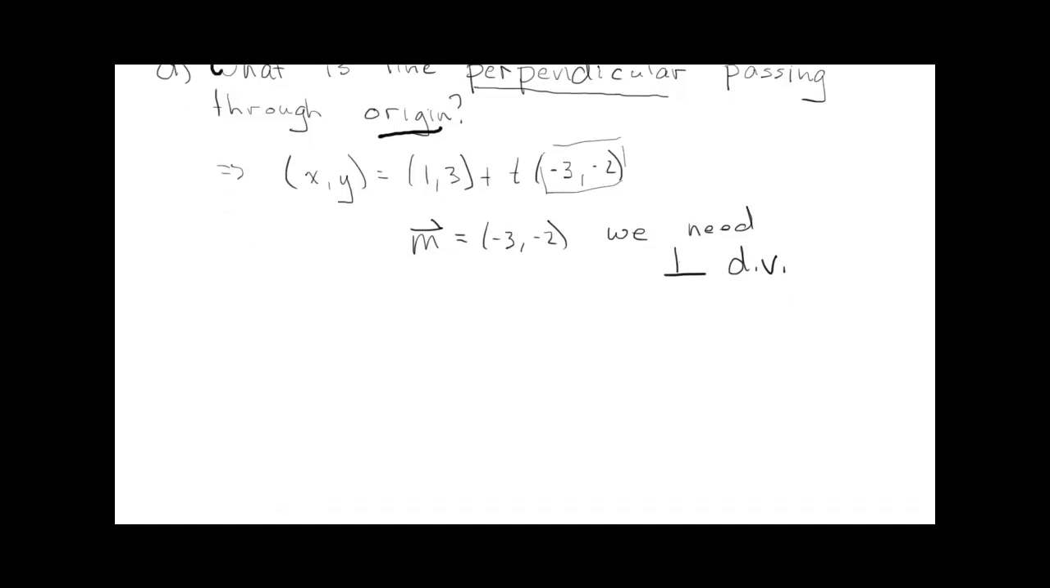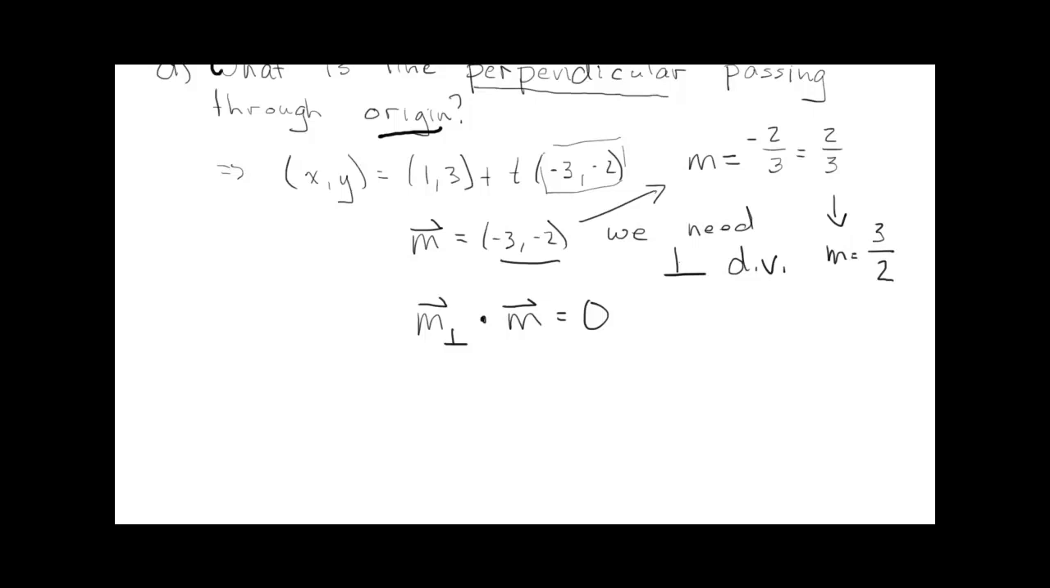Okay, so how are we going to find a vector perpendicular to this? Well, I need a vector m perpendicular such that m perpendicular dot m is 0, since if two vectors are perpendicular, their dot product's 0. And hopefully you can see that this corresponds to a slope of rise over run, minus 2 over 3, which is 2 over 3. So if you wanted a perpendicular slope, you just do the reciprocal, so flip the fraction and change the sign. So we'll do the same thing to get the perpendicular vector.